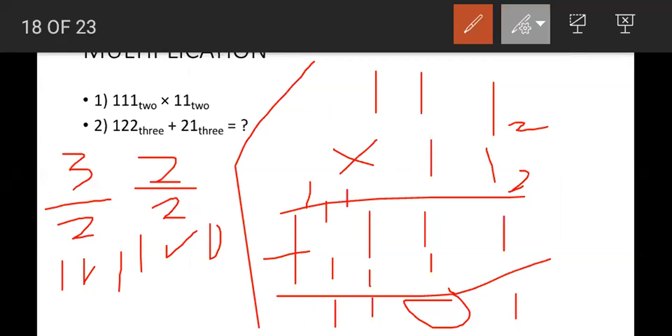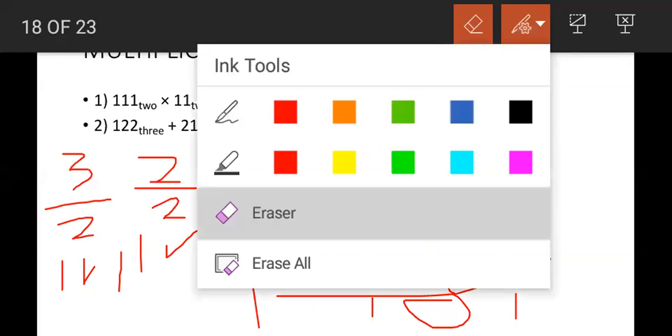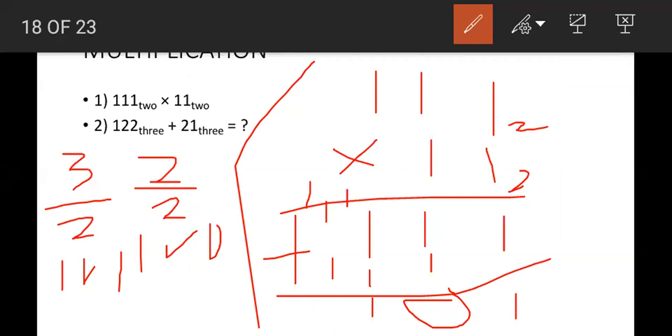Sorry, let me start again. The formulation. You write 1 here. 1 plus 1 gives us 2. 2 divided by 2 gives 1 remainder 0. So you write 0, take 1 to the next digit. 1 plus 1 plus 1 gives us 3. 3 divided by 2 is 1 remainder 1. Take the 1 to the next digit. Now 1 plus 1 plus 1 again gives us 1 remainder 1. So you write 1 here, take the next 1 to the next digit, and you just place it down.